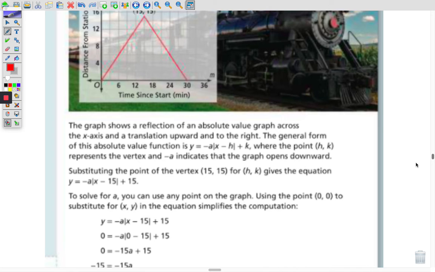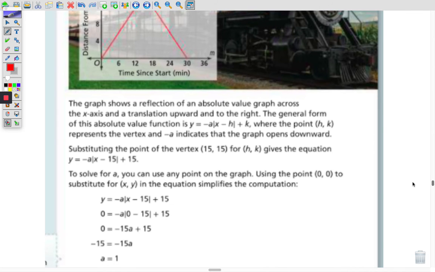It says the graph shows a reflection of an absolute value graph across the x-axis and a translation upward and to the right. The general form of this absolute value equation is y equals negative, I guess because it's flipped, because it's reflected, a times the absolute value of x minus h plus k, where the point (h, k) represents your vertex, and negative a indicates that the graph opens downward. So because we see that it opens downward, we already know that a is going to be negative.